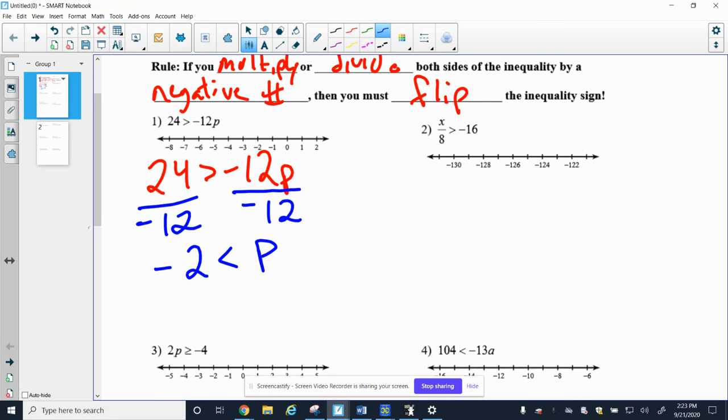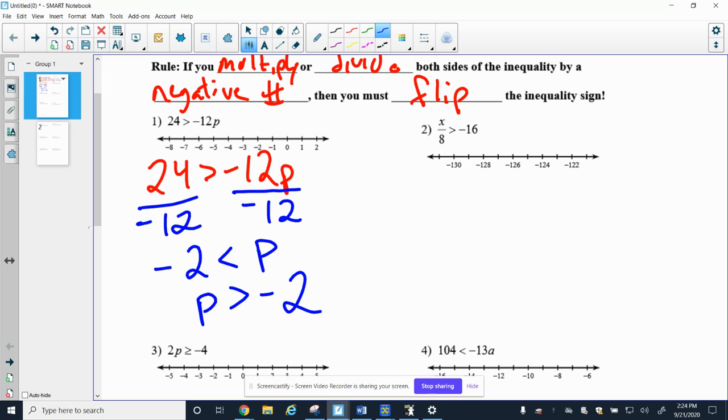Now, typically, you'll see the variable written in front. So we're going to actually rewrite this with the p in front. Be careful here, though. By bringing the p in front, since this sign faced towards the p, we would flip it to face towards the p on this side. So p is greater than negative 2. So if we think about it, negative 2 is less than p. That's the same thing as saying p is greater than negative 2.